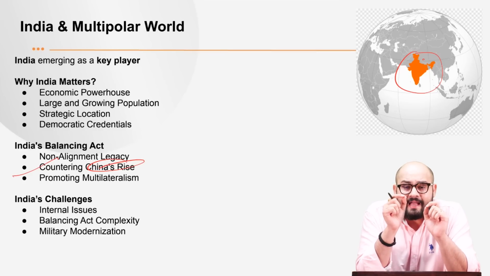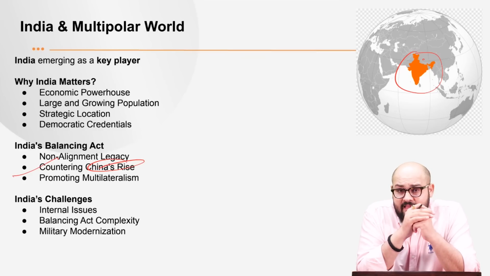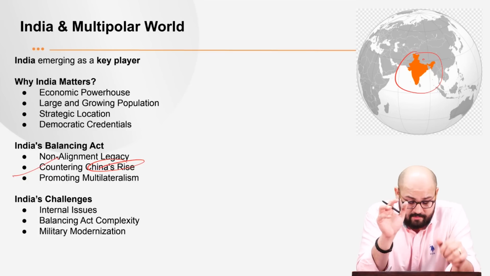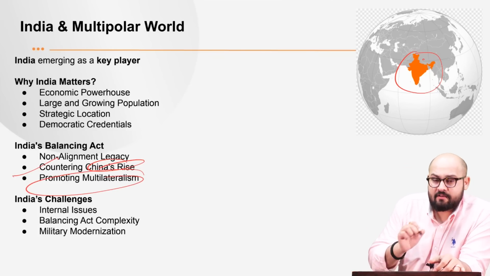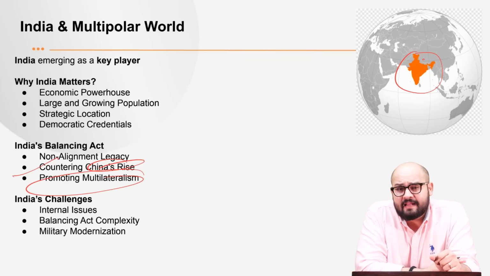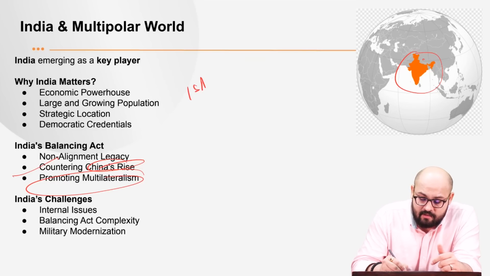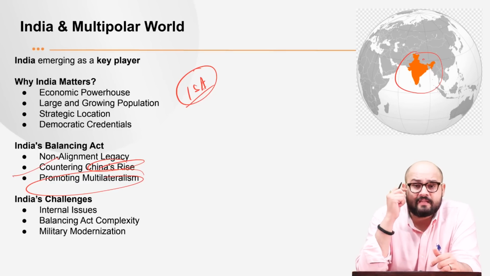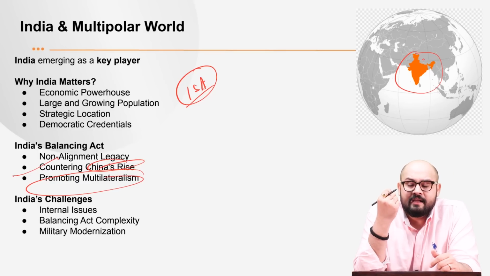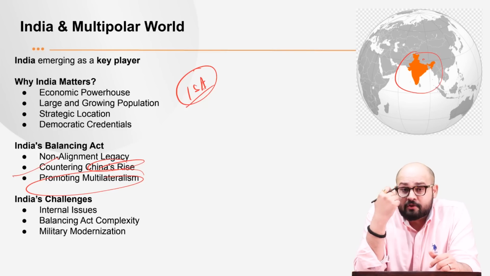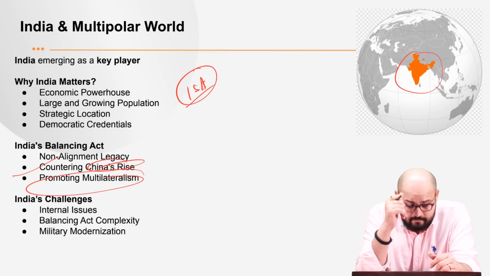But when it comes to the aggressiveness of China, we definitely partner with other countries so as to stop that aggressiveness, because that is not good for any country. Next is promoting multilateralism. India has been at the forefront when it comes to promoting international cooperation. Take the case of International Solar Alliance. Take the case of Paris Agreement. So what we see is that India has been collaborating effectively and enthusiastically with different countries.